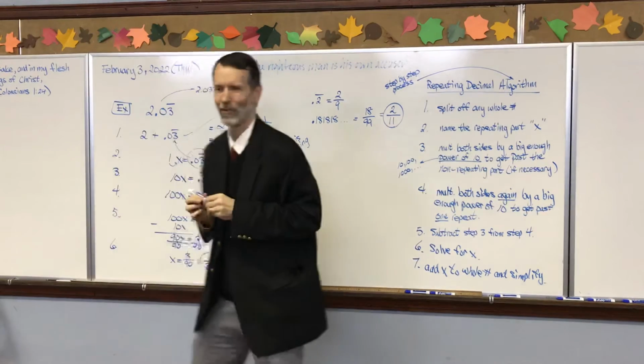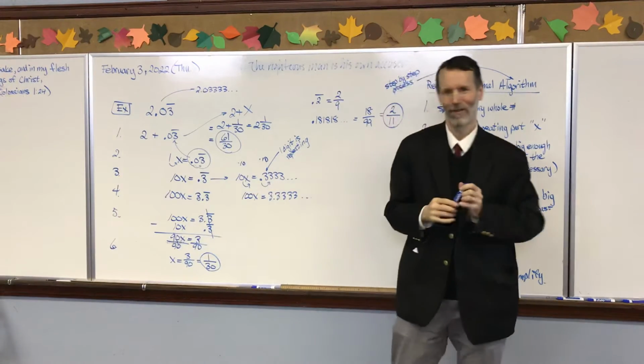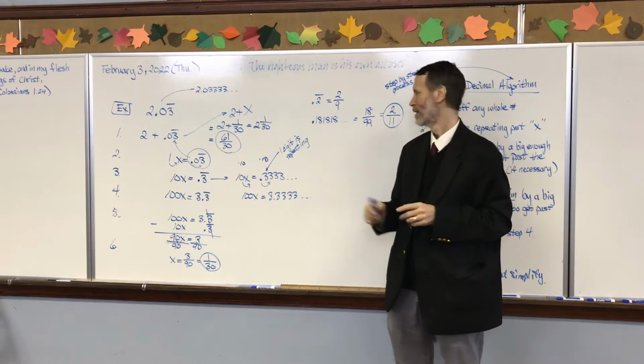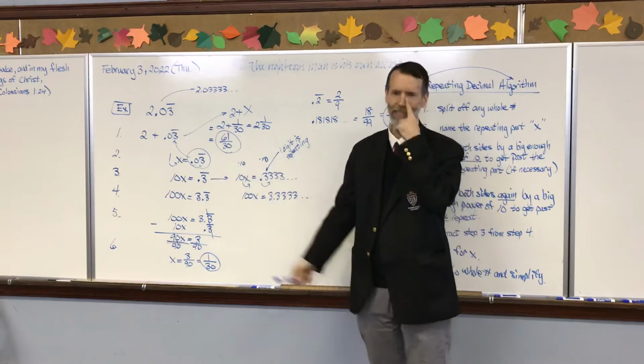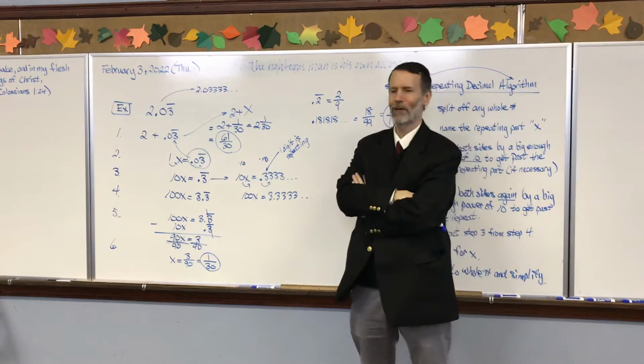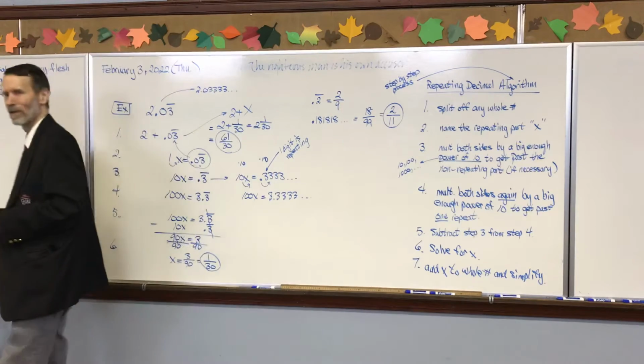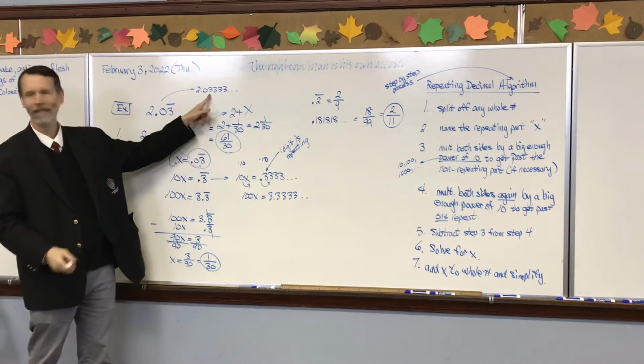Congratulations, math people, you have just conquered an extremely tough repeating decimal problem. By the way, anybody have a calculator? Type in 61 divided by 30. See what you get. 61 divided by 30. 2.03 repeating. Ding ding ding.